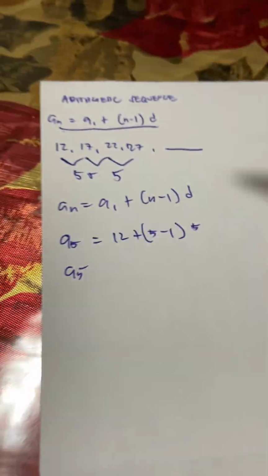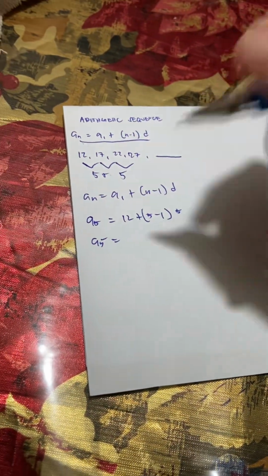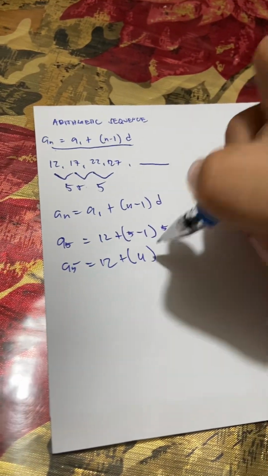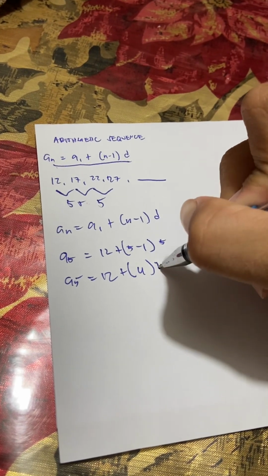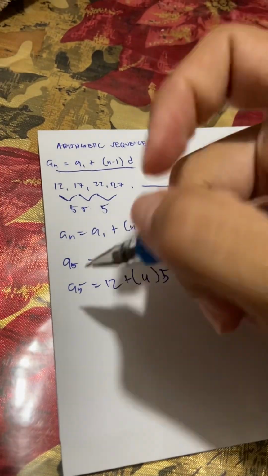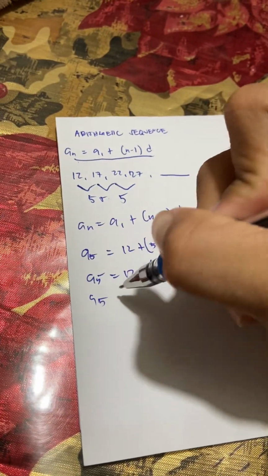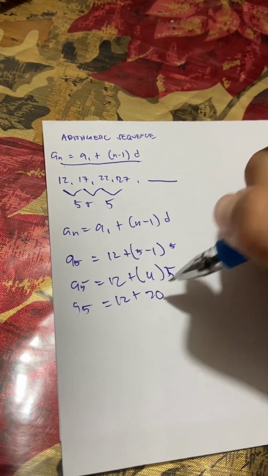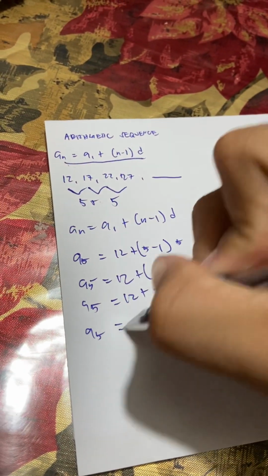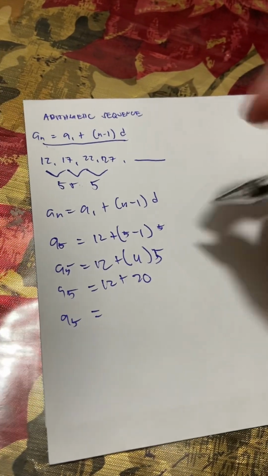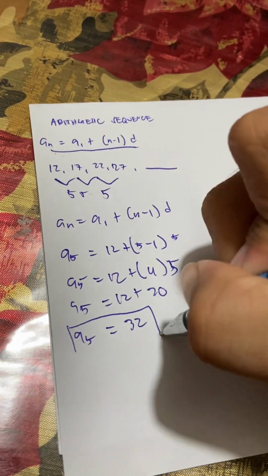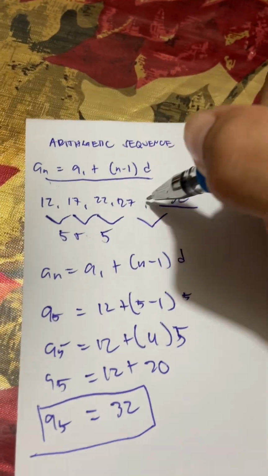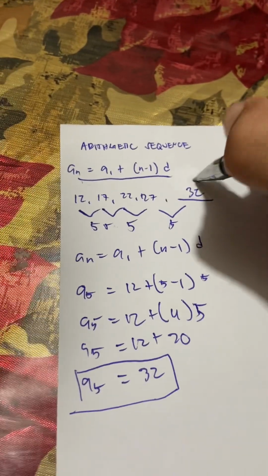So a sub 5 is equal to 12. 5 minus 1 is equal to 4. Bring down 5. So a sub 5 is equal to 12 plus 4 times 5, which is 20. So a sub 5 is equal to 12 plus 20, which is 32. So this is the fifth term, 32. Check: 27 plus 5 is equal to 32.